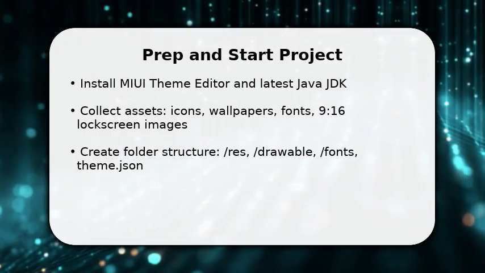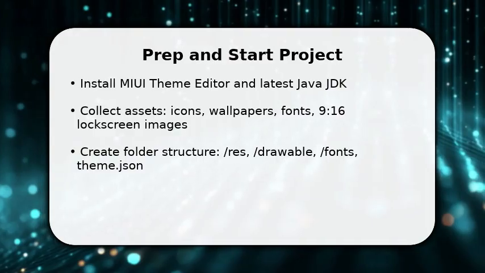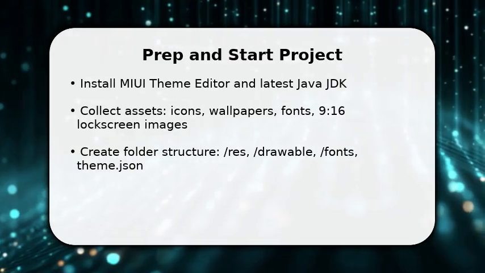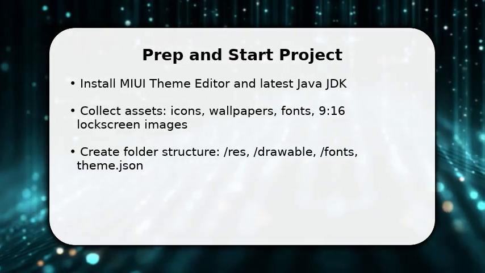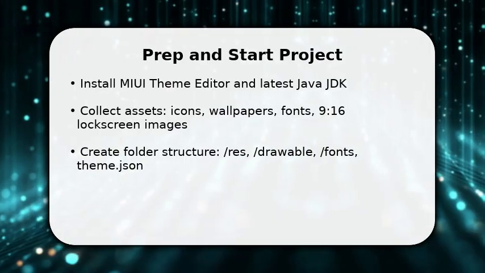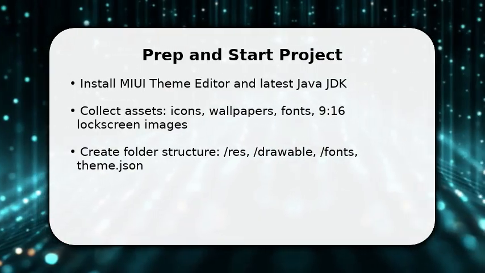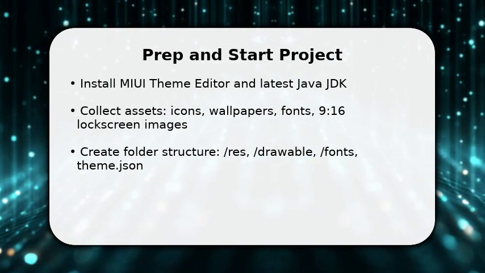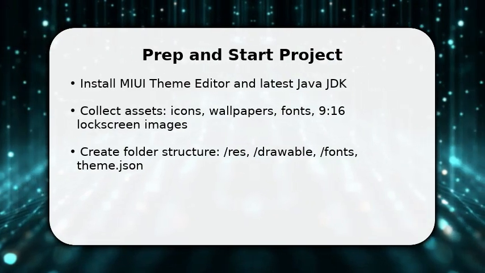Once done, open theme.json and set ID and metadata. Make sure package names follow MIUI conventions so the theme loads. Create preview images at 9:16 ratio for lock screen and home. Now you're ready to import files into the editor and map resources.